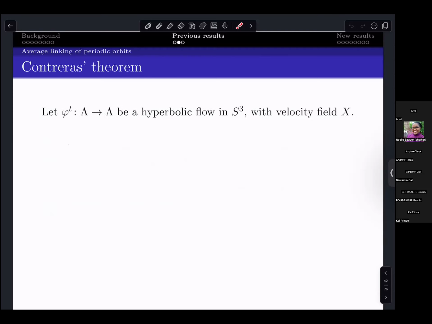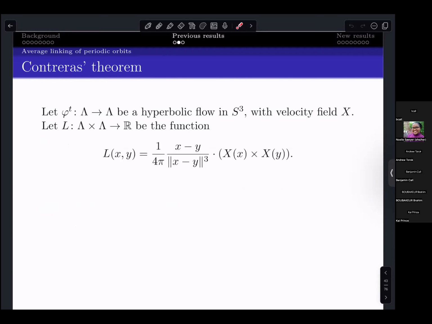Okay. So now the theorem. I take a hyperbolic flow in S3 and the vector field is X. And I define this function, which, if we remember our slide on the linking number, looks very similar to the linking function, the function that was inside the integral at the end, except in the furthest right bit of it, I have the vector field of the flow, whereas before I had the derivative of the two knots. This is because if I'm following a periodic orbit of my flow, the vector field will be the same thing as the derivative of the knot. Okay. So this is the function.